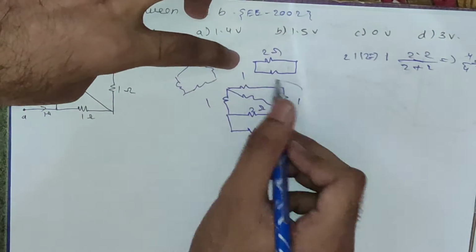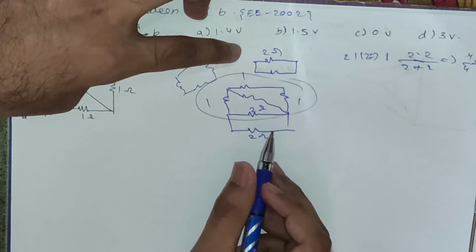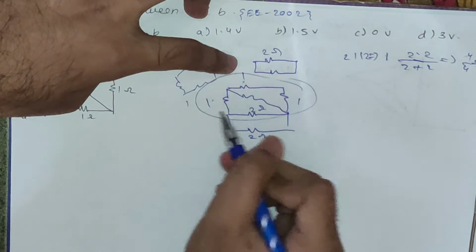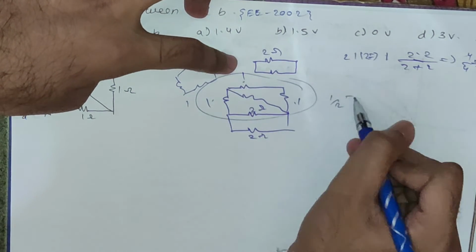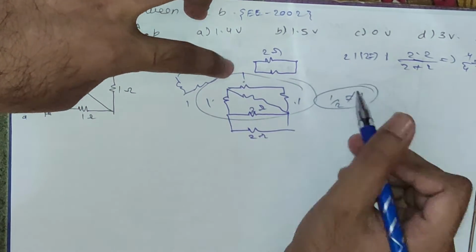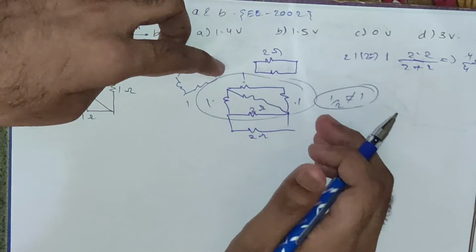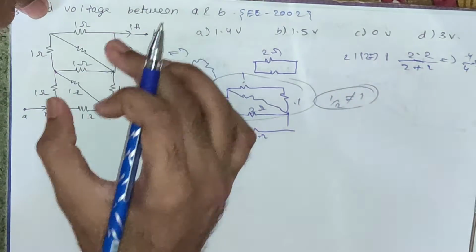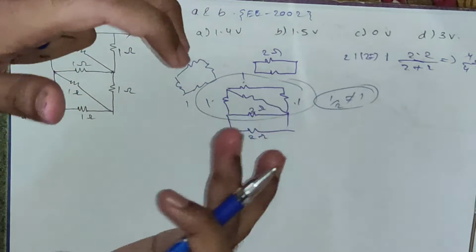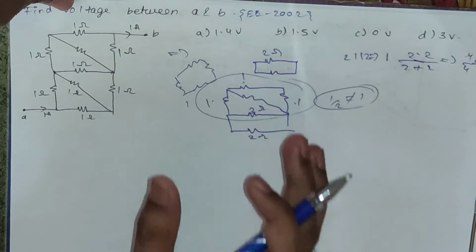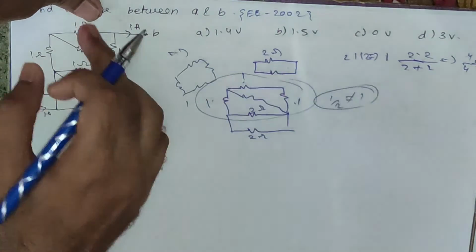And now check whether it is satisfying the Wien bridge criteria or not. You can see 1 by 1 is 1, 1 by 2 is 1 by 2, which is not equal to 1. Okay, so we can say it is not satisfying Wien bridge criteria. Okay, so this is the step where you have to be more careful. Okay, so now we get to know that Wien bridge can't be applicable for this circuit.